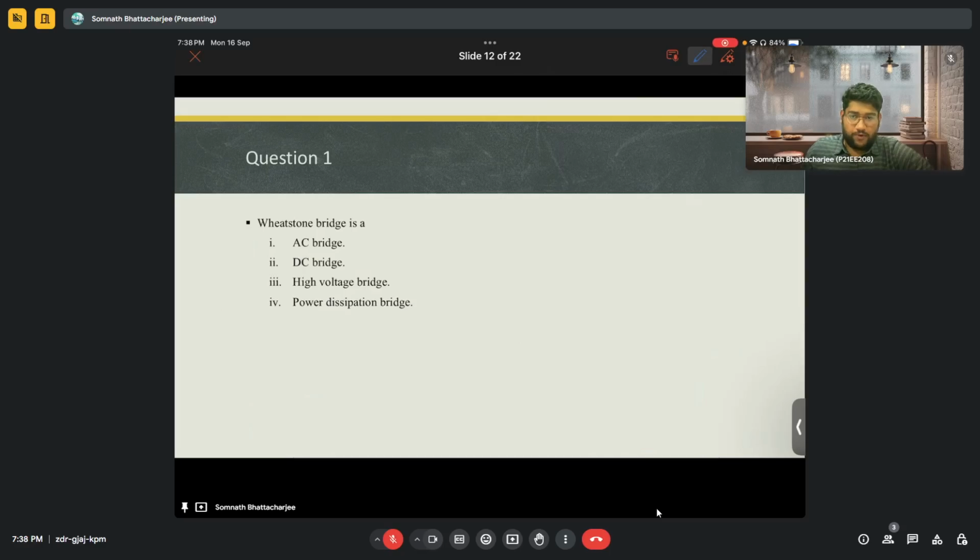As we have already learned about the Wheatstone bridge: is the Wheatstone bridge a DC bridge, AC bridge, high voltage bridge, or power dissipation bridge? Which one will be the correct one?